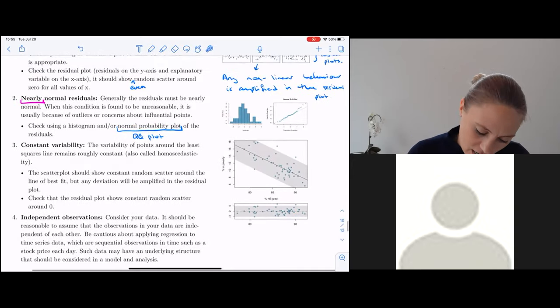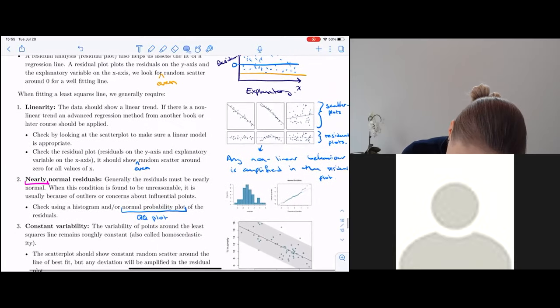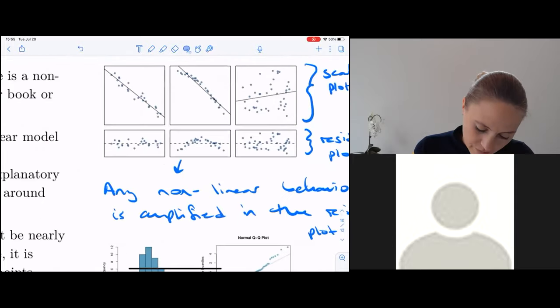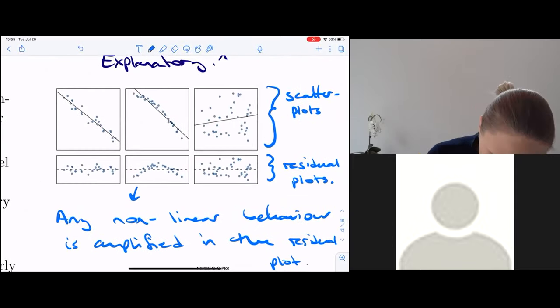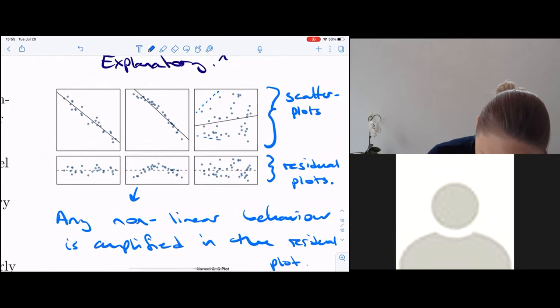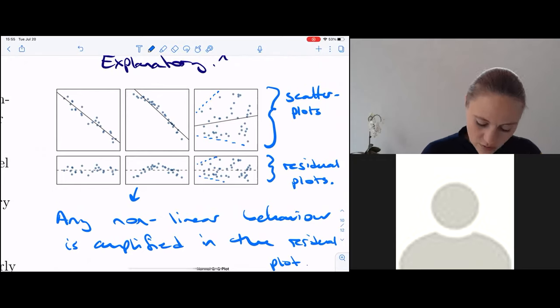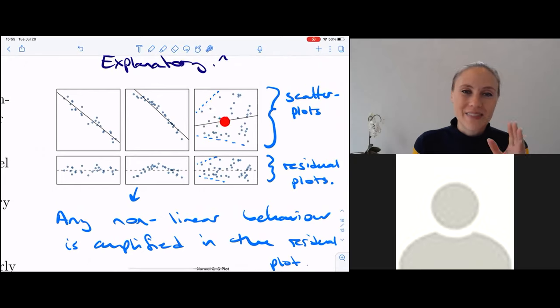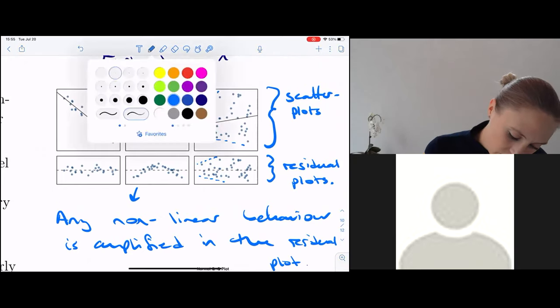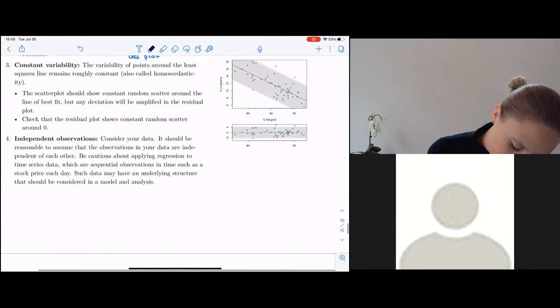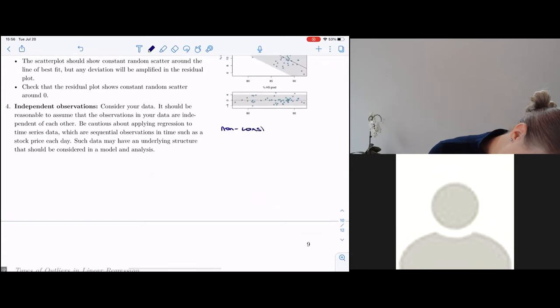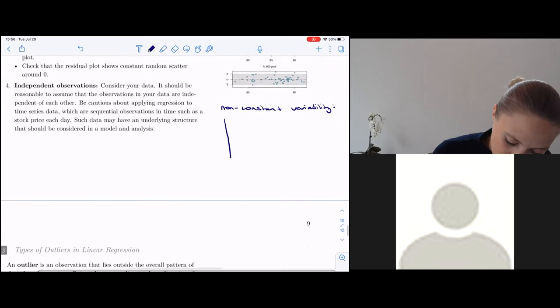So what happens if you have a scenario like this one, right? This third one, where we had kind of like this shotgun situation. I'm not seeing it as super amplified here. So I want to do another example where I just draw it out, but see how the dots are closer to the line on the bottom end, and then they start spreading out. Okay, so non-constant variability would look something like this, maybe.